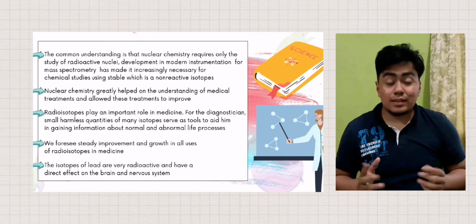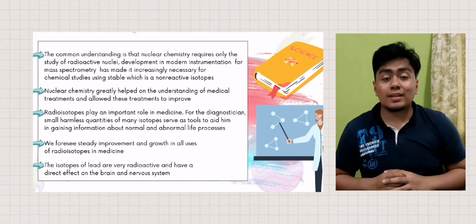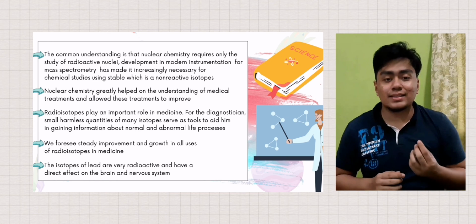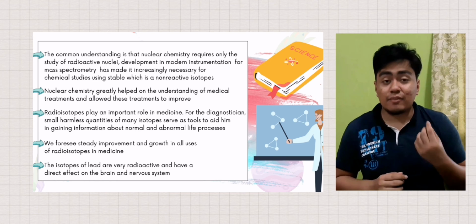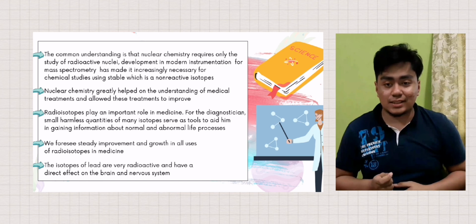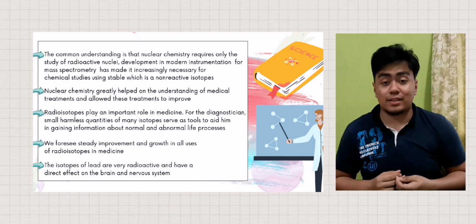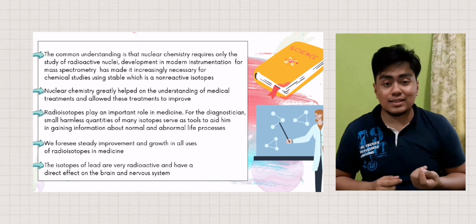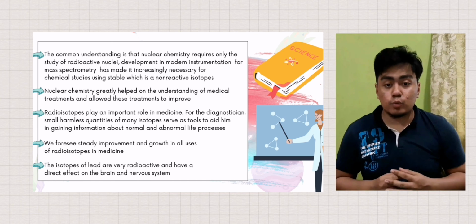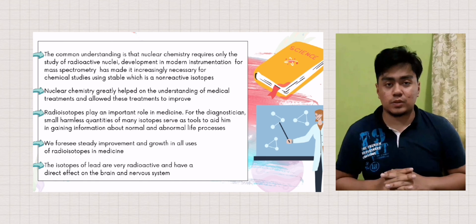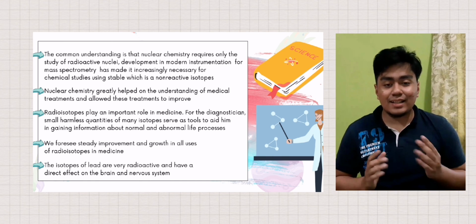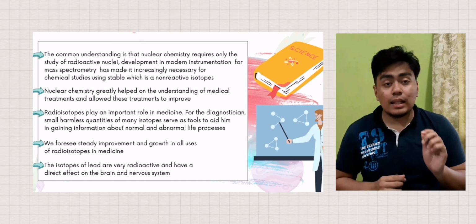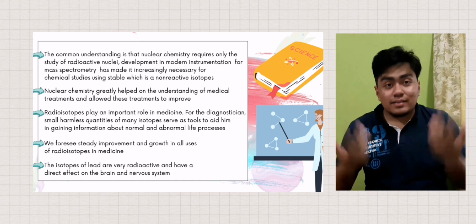From this chapter, the conclusion is that the common understanding is that nuclear chemistry requires only the study of radioactive nuclei. Development in modern instrumentation for mass spectrometry has made it increasingly necessary for chemical studies using stable, non-reactive isotopes. Nuclear chemistry greatly helps in the understanding of medical treatments and allows these treatments to improve.